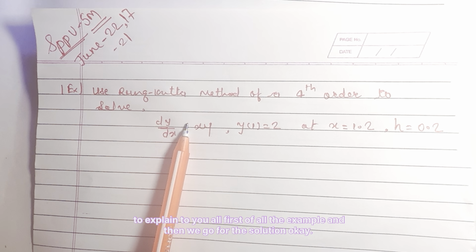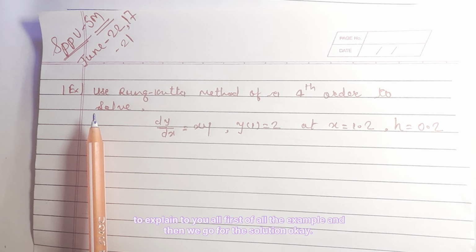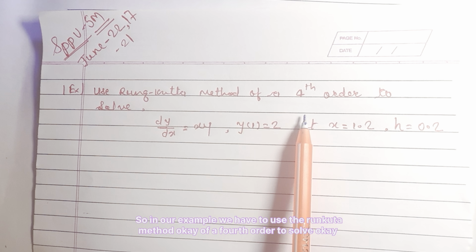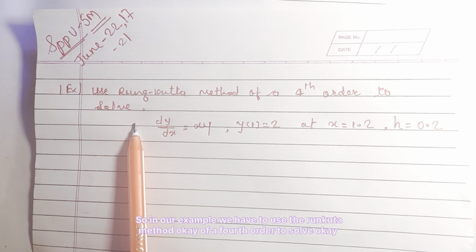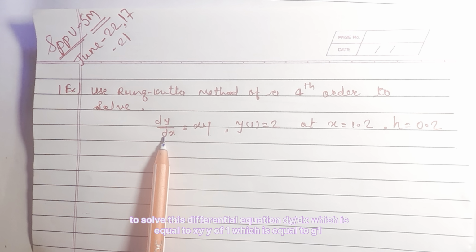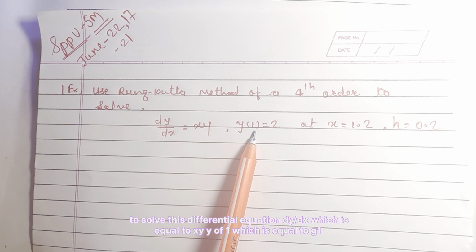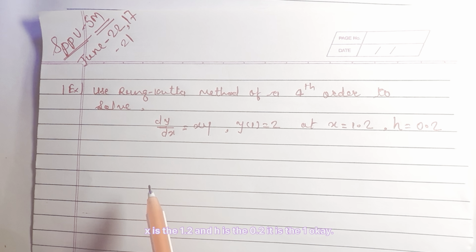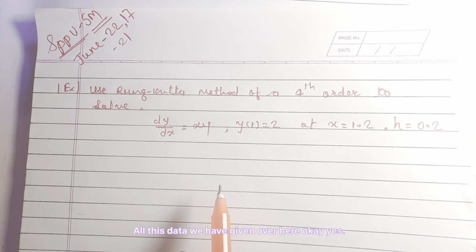I'm going to explain the example first and then we go for the solution. In our example we have to use the Kutta method of fourth order to solve this differential equation dy by dx equal to xy, y of 1 equal to 2 given, x is 1.2 and h is 0.2. All this data is given over here.